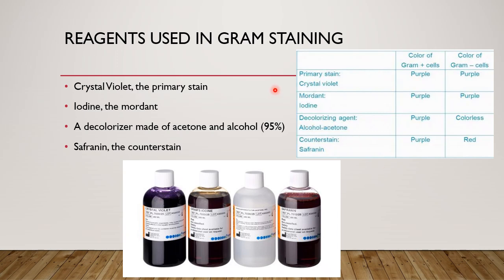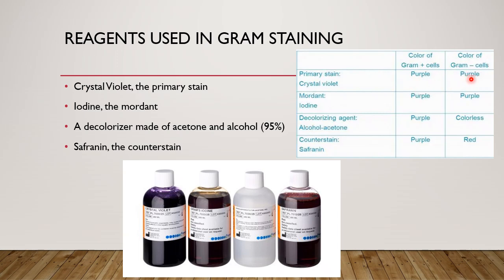First, we take a slide. We take a loop and make a thin smear of the bacteria. After that, first we put crystal violet. Crystal violet is purple in color. Now what happens when we put crystal violet onto the slide? If there are gram positive cells or gram negative cells, what actually happens is both the cells will take up the purple color.